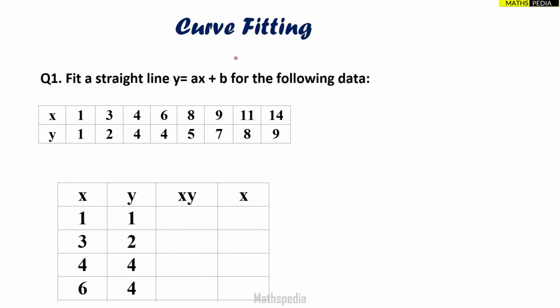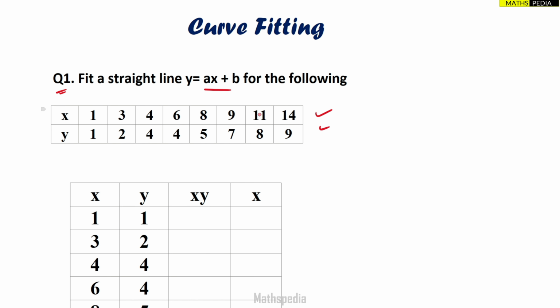As you can see, let us take up the first problem here. The question is: fit a straight line y = ax + b for the given data. The data is given as x and y, so both rows are given. You have to understand that y = ax + b is already given. This is a straight line, as we know. Y is the dependent variable, and x is the independent variable.